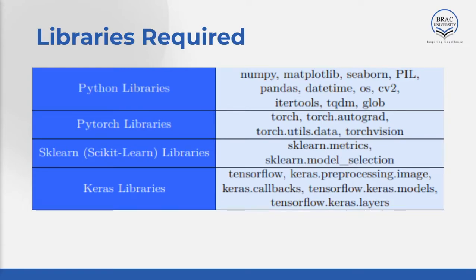sklearn model selection helps us to split arrays or matrices into random train and test subsets, which is useful for any system where training of a model is required. TensorFlow is a free and open source software library for machine learning and artificial intelligence with a particular focus on training and inference of deep neural networks.